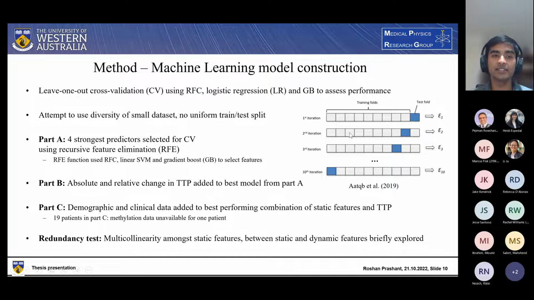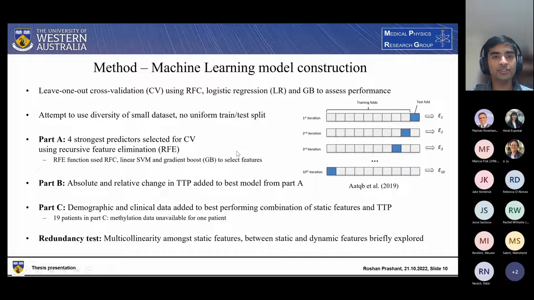This methodology of cross-validation aims to utilize the diversity of this small data set of 20 patients, as splitting this in the form of a classical train-test split would not yield sufficient statistical power.